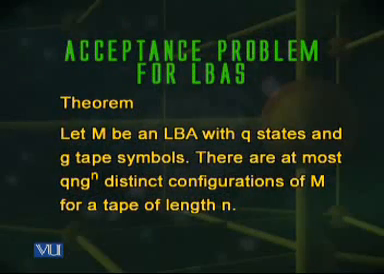Well, let's first prove one particular fact about linear bounded automata. So, the theorem that we want to prove is, suppose you're given a linear bounded automata M with q states and g tape symbols. Then there are going to be at most q times n times g to the n different configurations of this linear bounded automata M for a tape of length n. What we're saying is, suppose you have a tape of length n. How many different configurations of a linear bounded automata can there be? And the answer is q times n times g to the n.